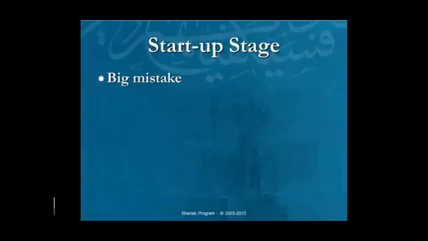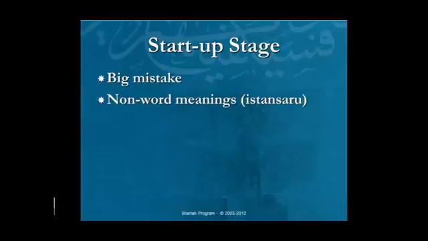You have to acknowledge that the Arabic language is an intricate system for the conveyance of meaning, and it has a word level and it has a sentence level. The majority of meanings in Arabic do not come from the words, but instead they come from the vowels and the patterns and the grammatical structures, and this was highlighted with the istansaru example in the previous video.